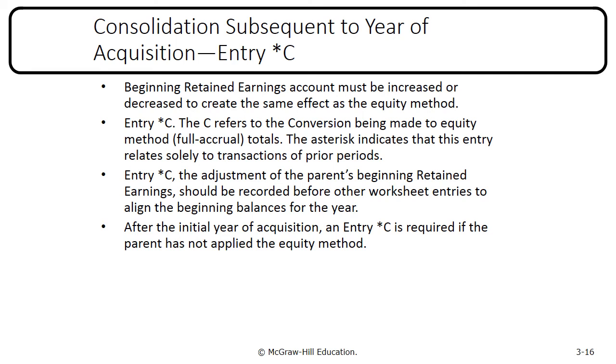D, there is none. E, we record the amortization of the difference in book and fair value at acquisition, as we always do. And then we have a little asterisk C, which represents that income the parent never recognized on their own books of the subsidiary. So we debit the investment account for that, and we credit the retained earnings for parent. That would have been the balance in retained earnings if the equity method was used.